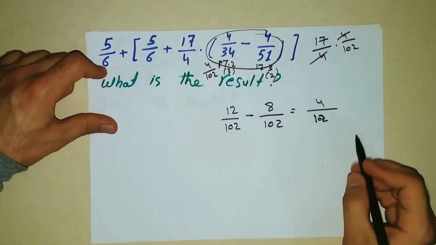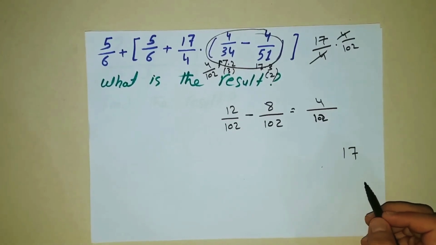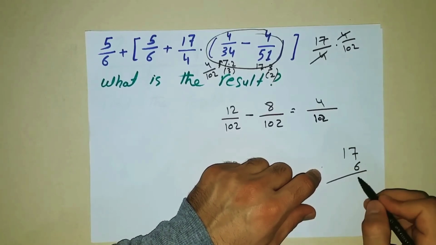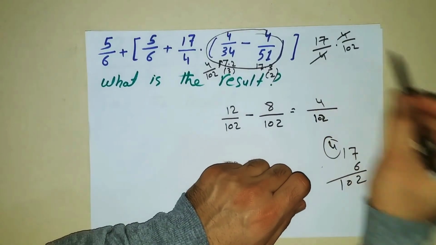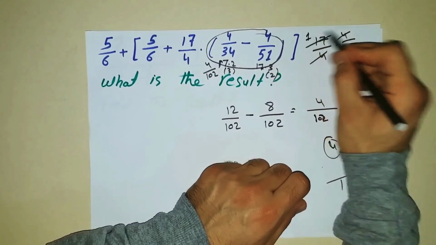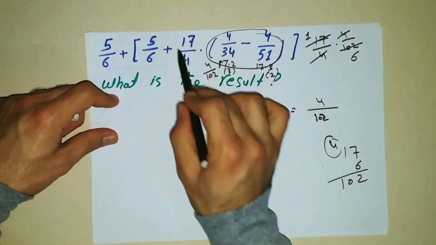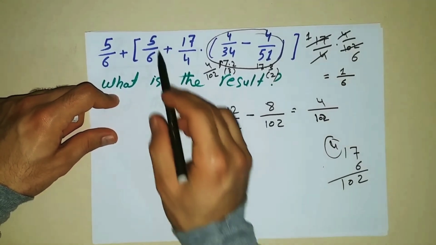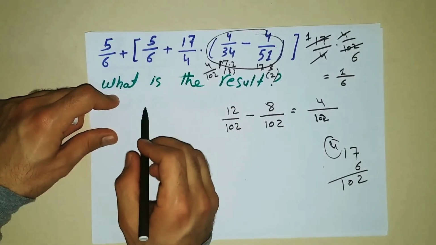Now I will do this one. Let me check this one. Can I simplify this one with 102 using 17? Yeah, 17 multiplied by 6, yes, I can simplify this with 17. 17 ones are 17, 17 6s are 102. So now this whole part will be 1 by 6.